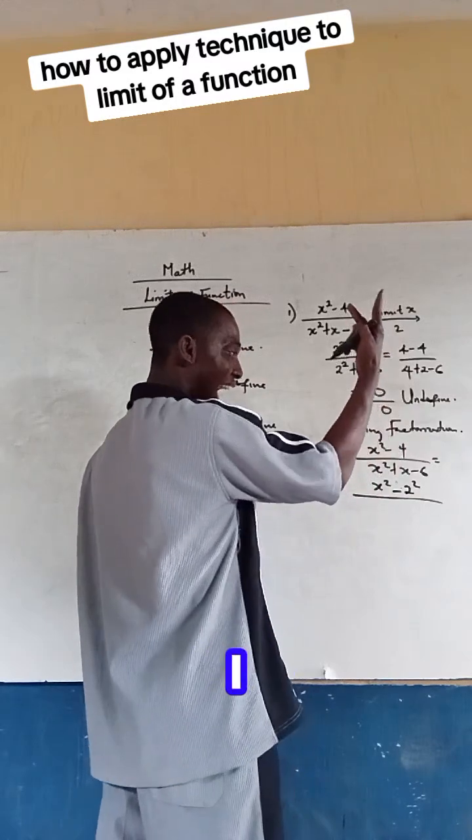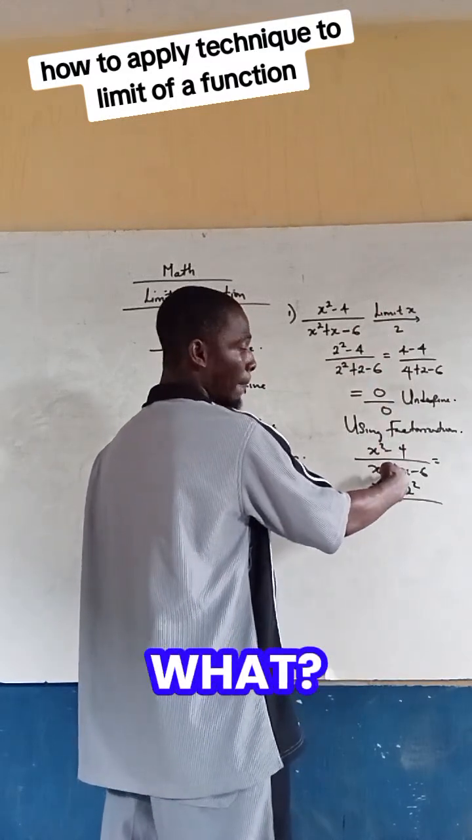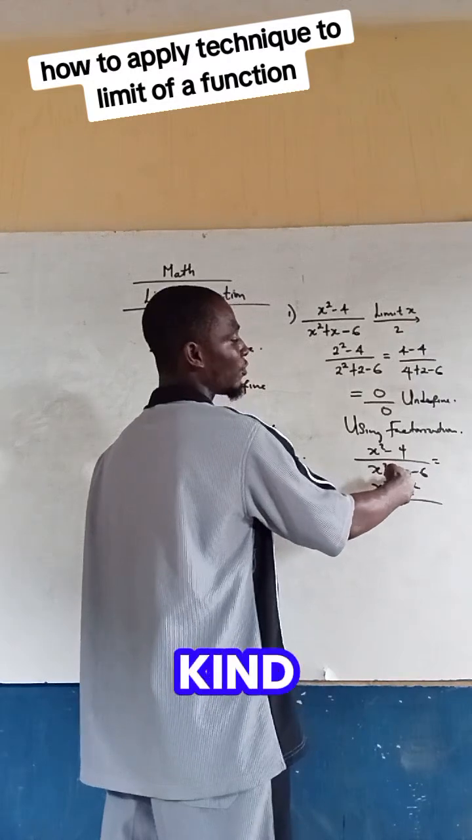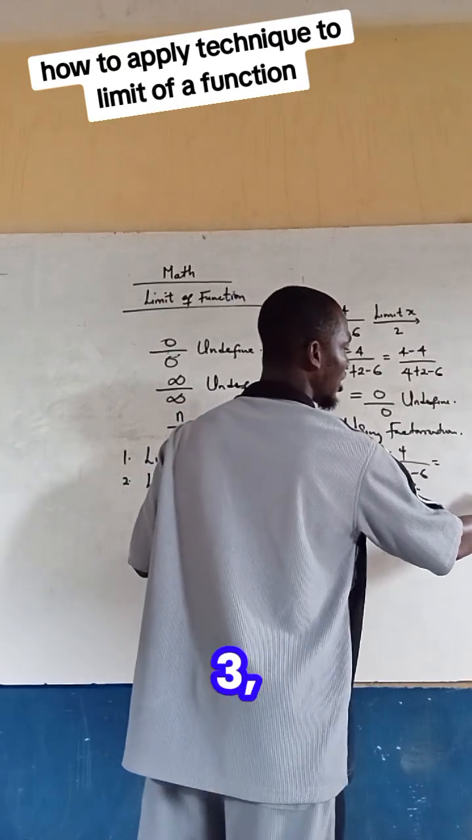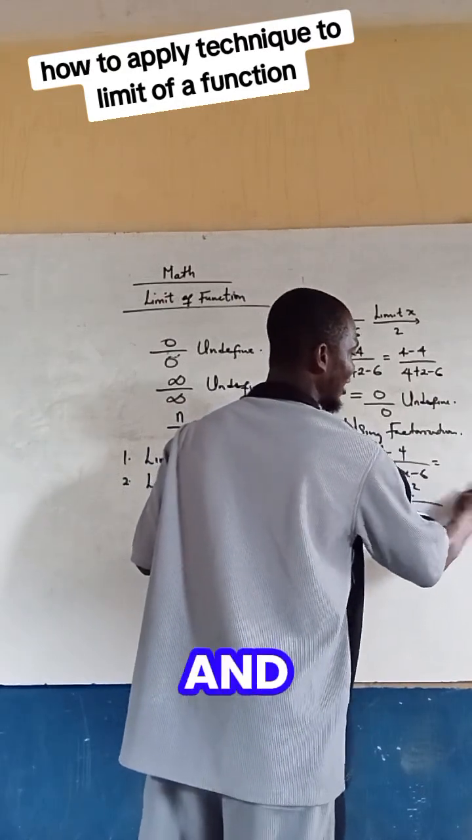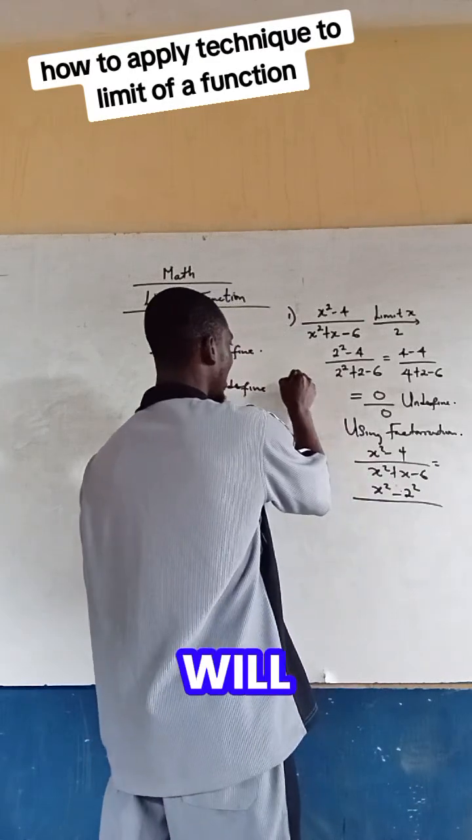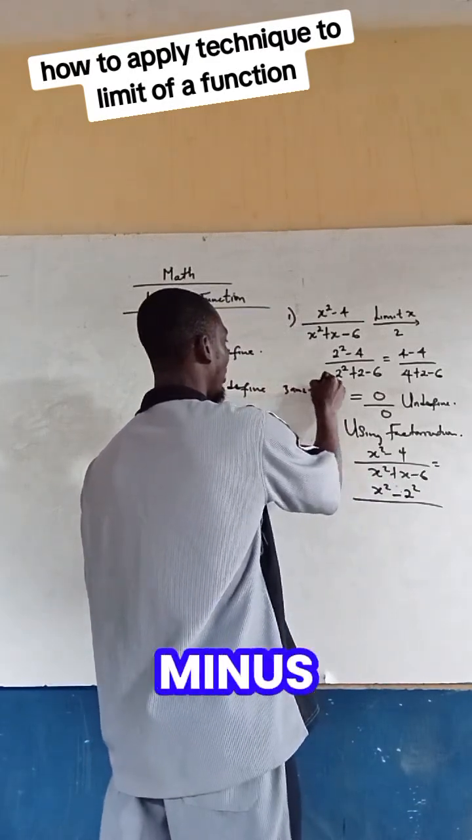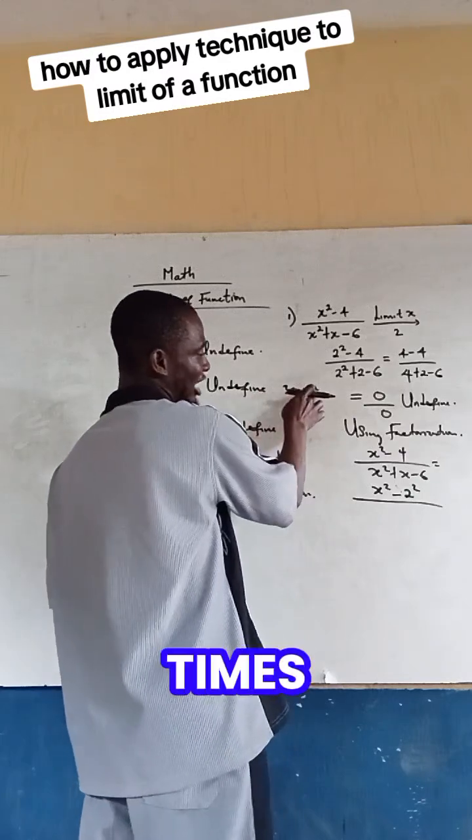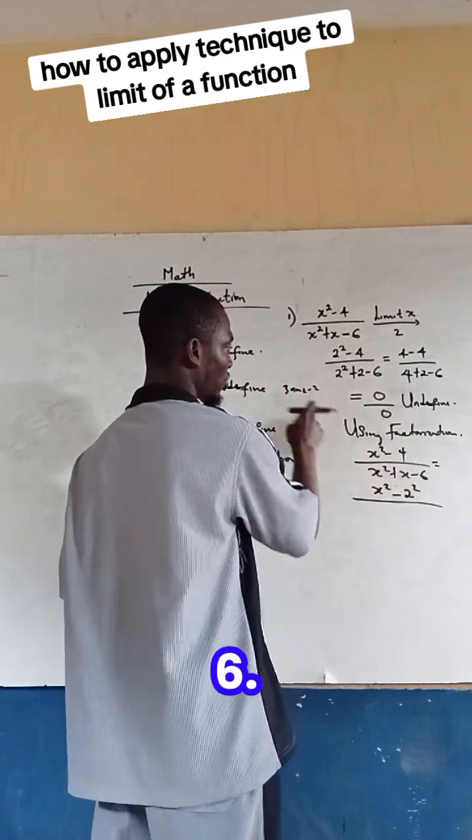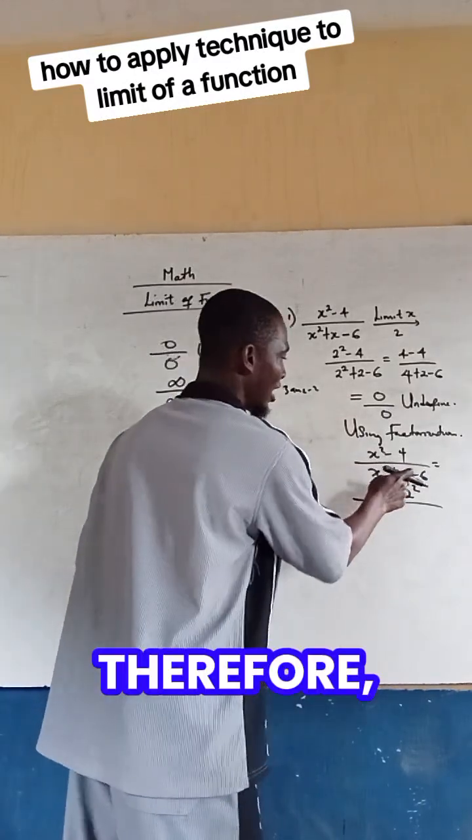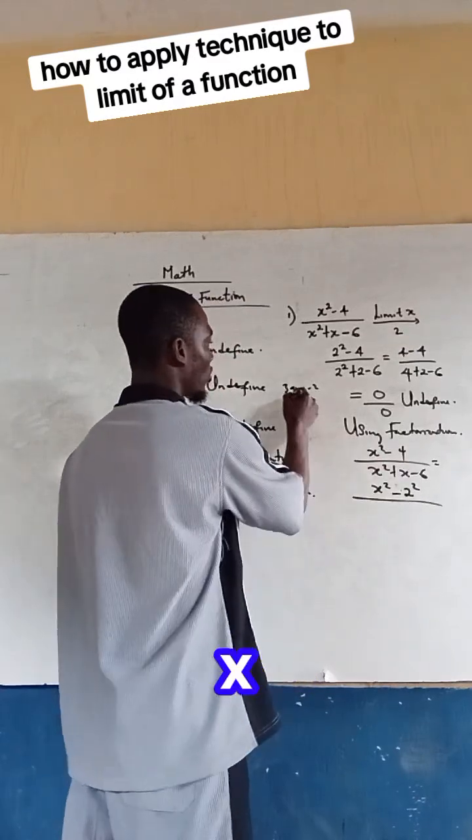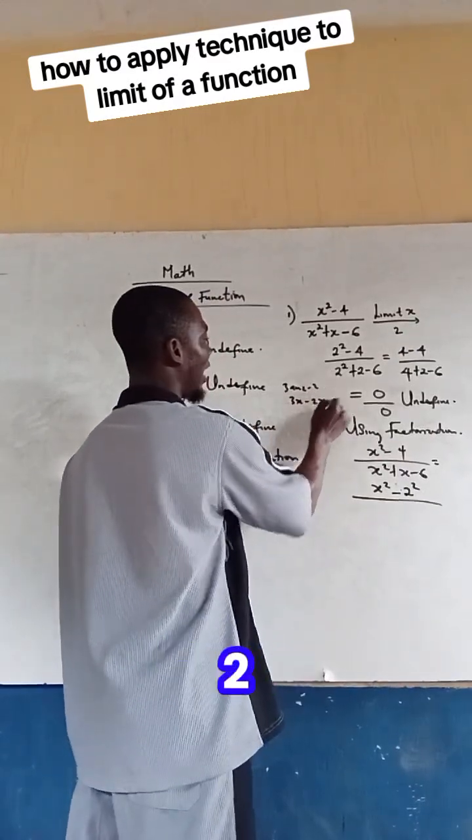And if I add the two numbers, it must give me what? Plus 1, because this x is carrying an invisible 1. The two numbers are 3 and minus 2. So 3 times minus 2 will give me minus 6, and 3 minus 2 will give me what? 1. Therefore, I can rewrite this x to be 3x minus 2x.